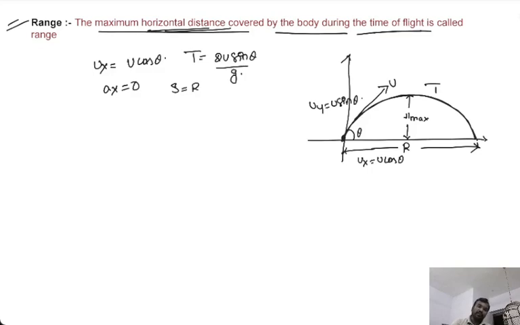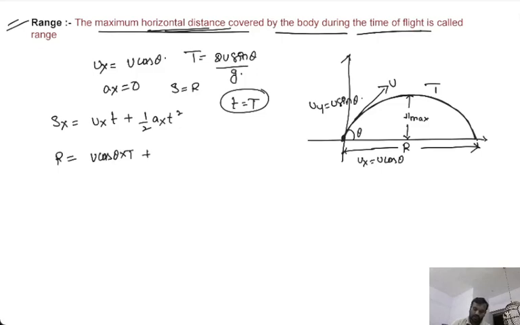Range. By using the equation of motion along the x-axis, sx is equal to ux t plus 1 by 2 ax t². Here t is nothing but the time of flight. Then sx is written as range. Range R is equal to ux, which is u cos θ, into capital T, plus 1 by 2 into 0, since ax is 0, into t². Then range R is equal to u cos θ into capital T. This is one formula. Capital T means the time of flight.